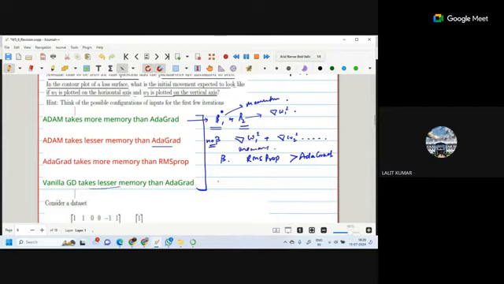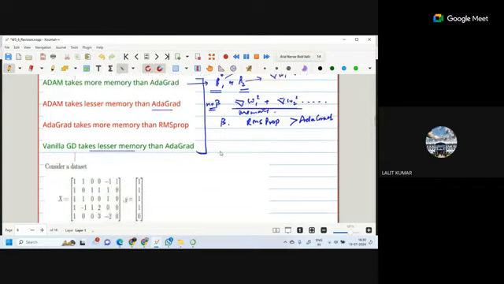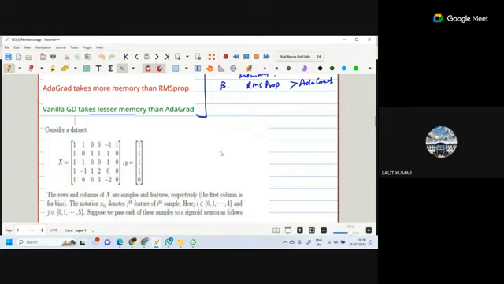Vanilla GD takes lesser memory than Adagrad. Yes, because in Vanilla GD we are not carrying any of this. So what I wanted to say, basically, all the questions I have gone through in the previous quiz papers on the week file, mainly the questions they have been asked on the concepts. If your concepts are clear on how these algorithms are working, you will be able to answer those questions. We'll take another question.